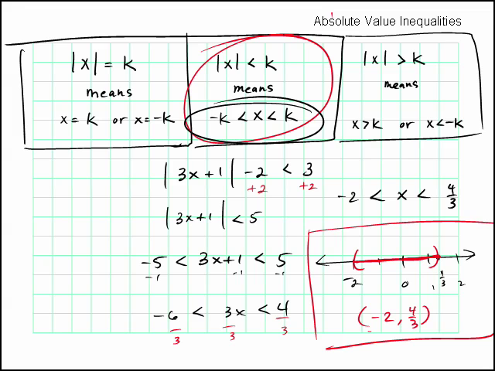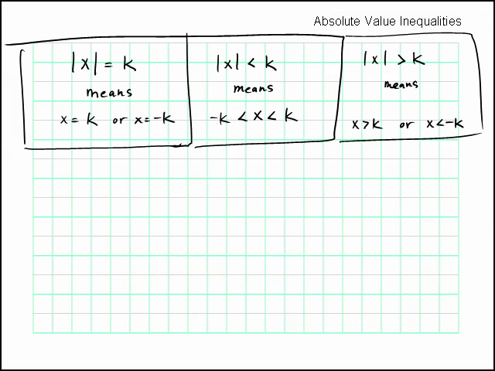A couple other things here. And here's one of them. Let's say we have absolute value 2x plus 1 equals absolute value x plus 5. Okay. We haven't seen one of these yet. This is an absolute value equation, but each side is an absolute value on it.